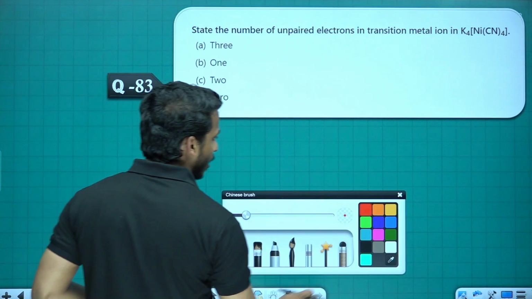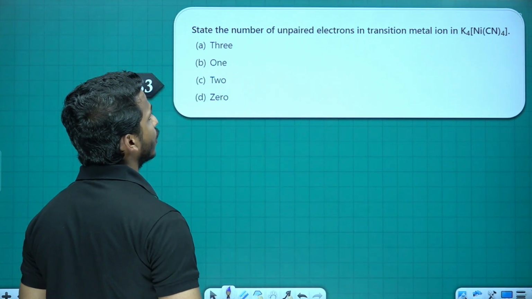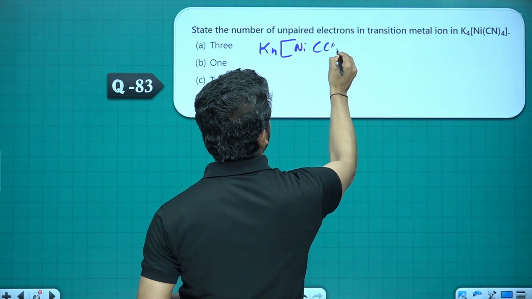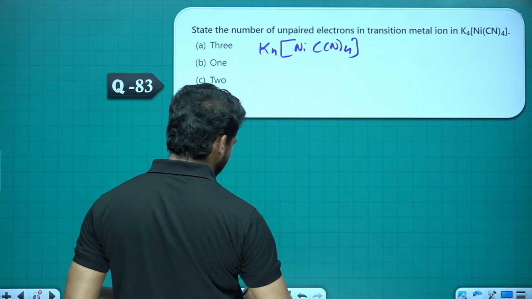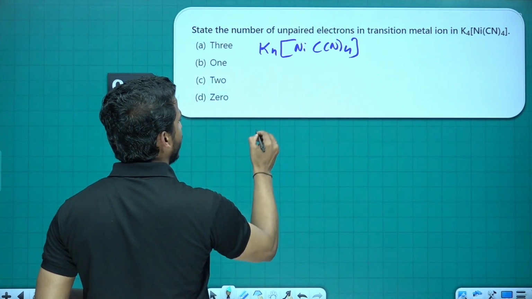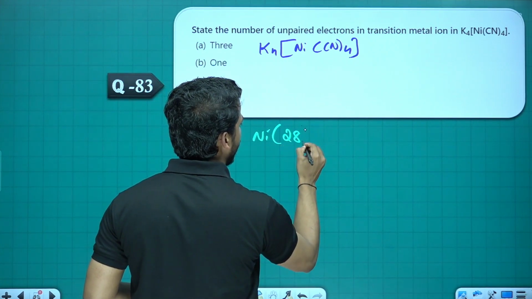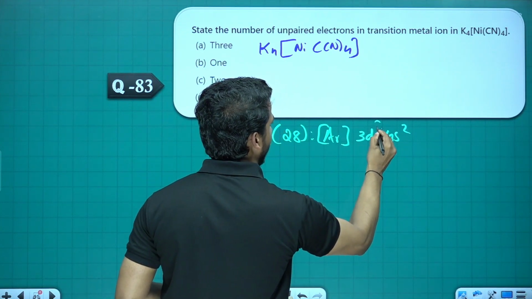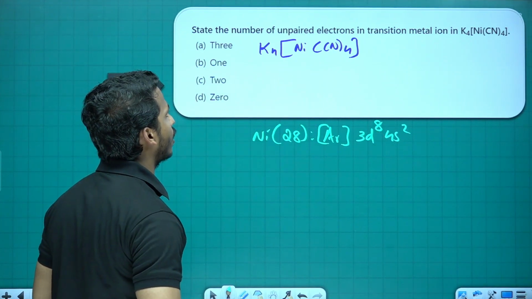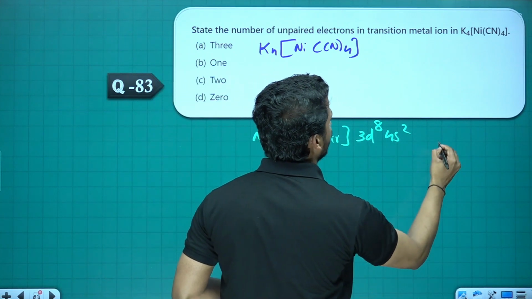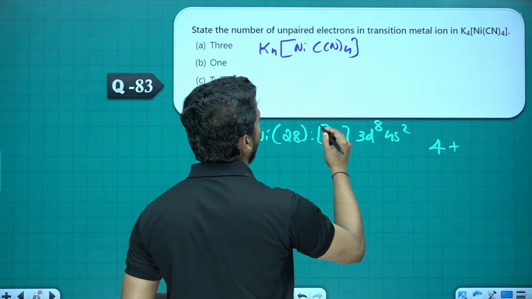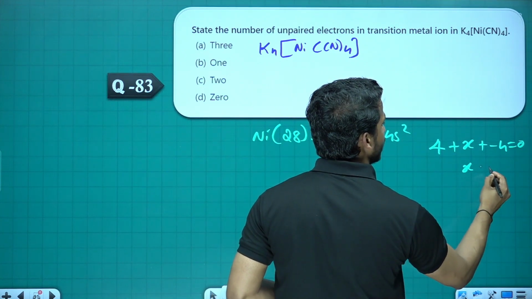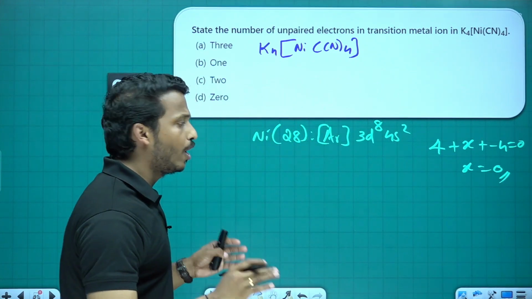Next one. State the number of unpaired electrons in the metal in K4[Ni(CN)4]. Okay. Who is the central metal atom, my dear? The central metal atom is nickel. Nickel atomic number is 28. We can write it as argon 4s2 3d8. Here we calculate the nickel charge. You know, 4 potassium outside. So 4 potassium charge 4, nickel x, and 4 minus, equal to 0. So x equals what? 0. Here nickel has oxidation state 0.